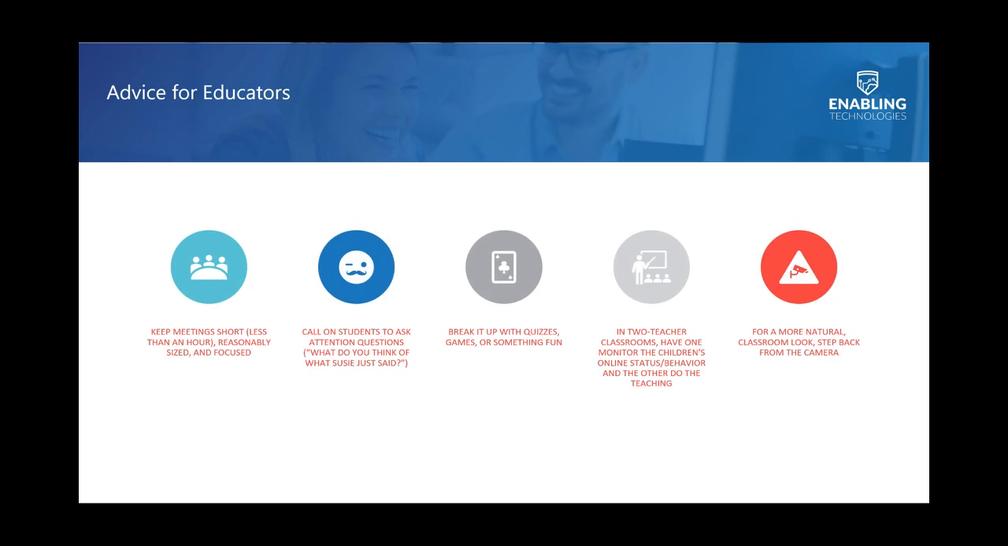First of all, keep the meetings short, especially in primary, where the attention span of students is epically low. You shouldn't be expecting them to sit and pay attention to anything, even morning meetings, let alone some sort of instruction, for more than 45 minutes. It's ideal to keep those reasonably sized if you can.